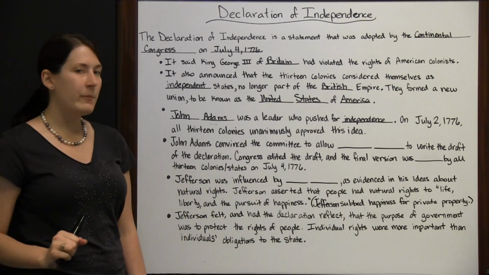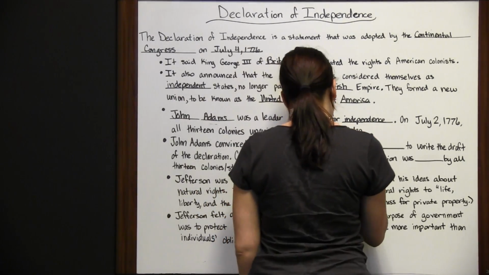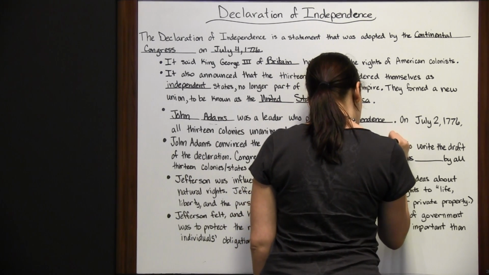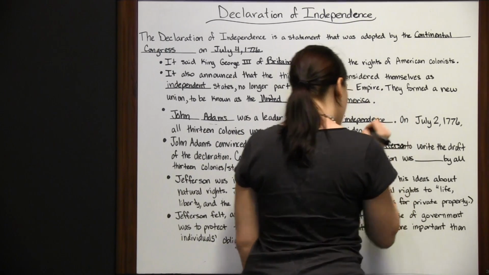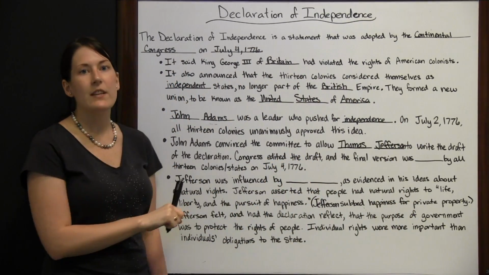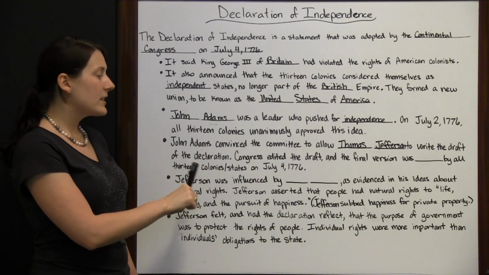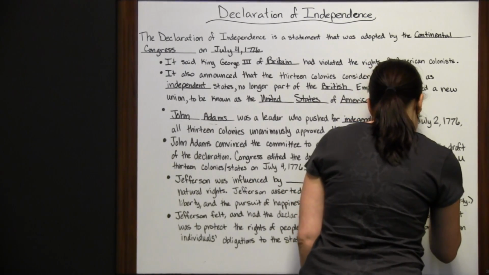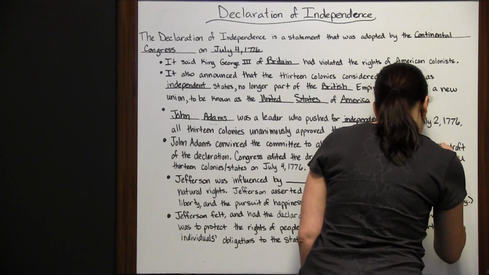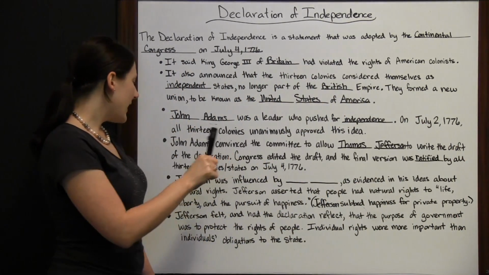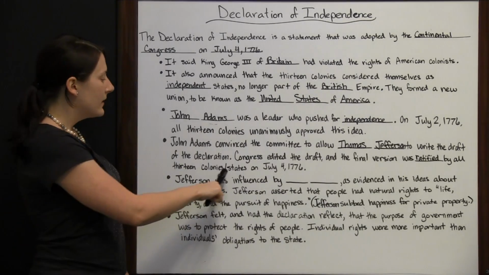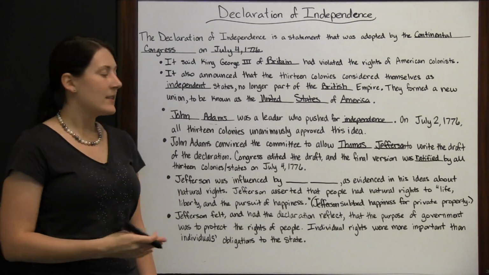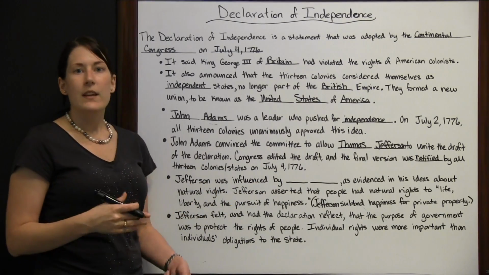John Adams convinced the committee to allow Thomas Jefferson to write the draft. So Thomas Jefferson wrote the first draft of the Declaration of Independence. Congress edited the draft, and the final version was ratified, which means approved. Everyone agreed to it, and it was ratified by all 13 colonies, or states as they were to be known, on July 4th, 1776. So this date is our date of independence.